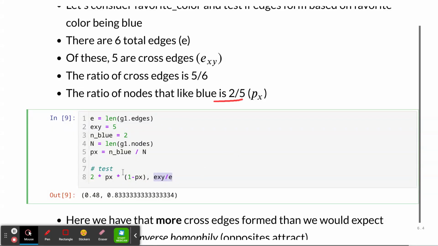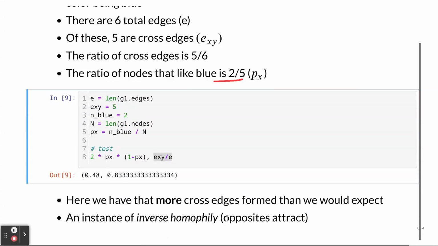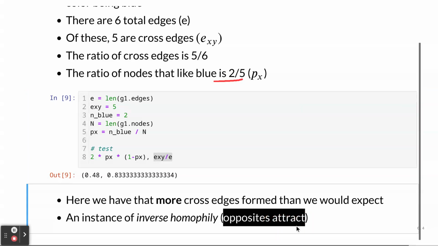So now we have a significant deviation here, and the observed frequency of cross characteristic matches is much higher than the expected. In this case, we have an instance of inverse homophily, which we summarize as opposites attract. This is similar to the gender edge formation in that high school relationships graph.